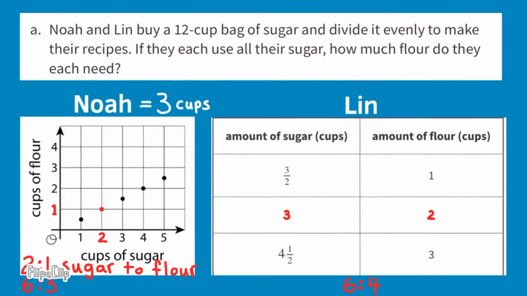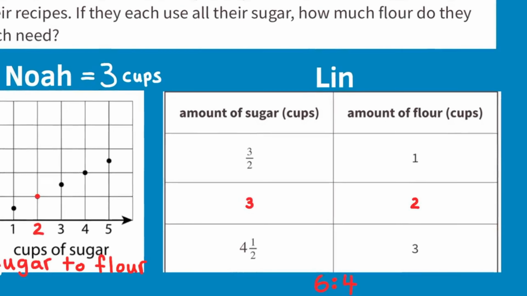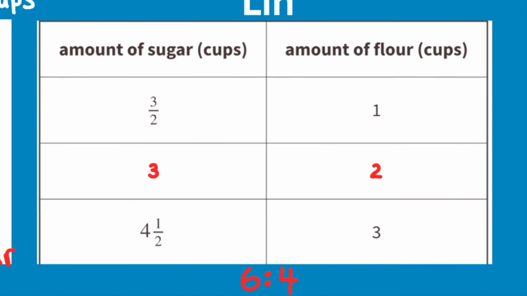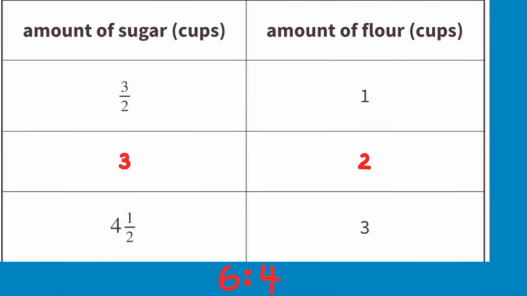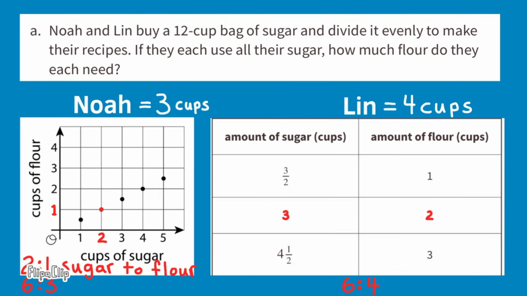Look at Lynn's table. 3 cups of sugar times 2 equals 6 cups of sugar. So 2 cups of flour times 2 equals 4 cups of flour. For every 6 cups of sugar that Lynn uses, she uses 4 cups of flour.